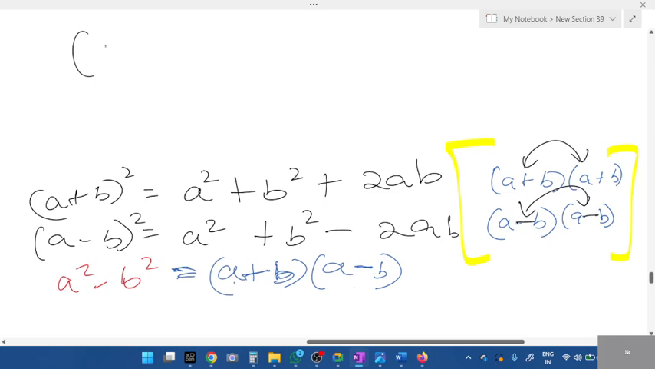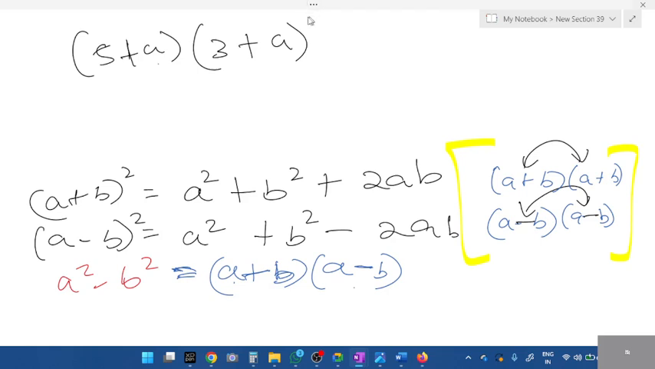What if both are not the same? (5 + a)(3 + a). If the values are not the same, both should be the same. Do you think both are the same here? Both are not the same, right? Only the second one is the same. Then we can't use either of these formulas. Then how do you solve this? We use the bracket method. What is the bracket method? You take the first term 5 out.